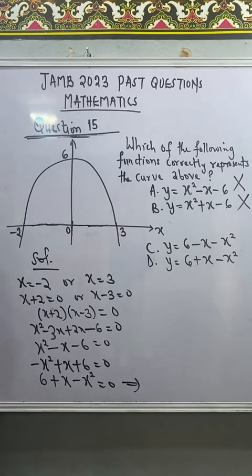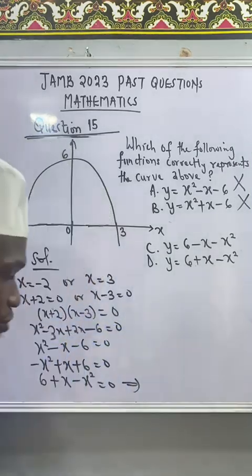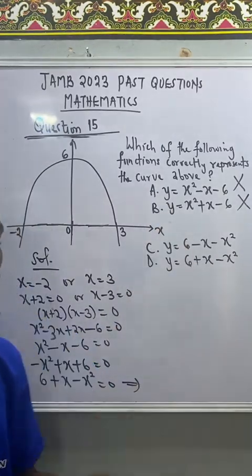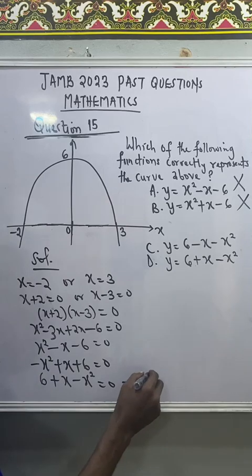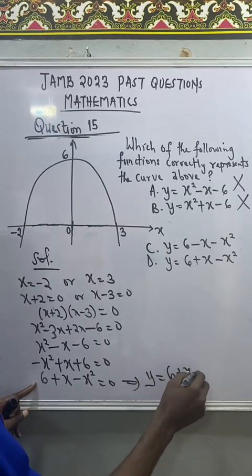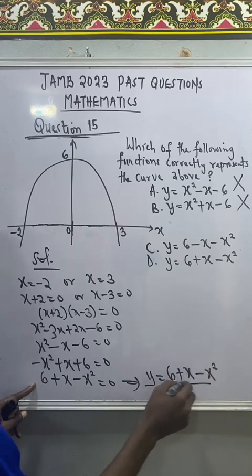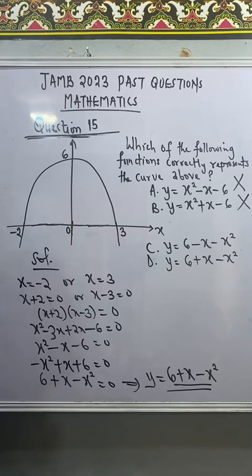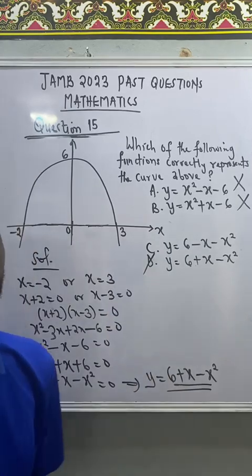Normally, the whole of this quadratic expression can be taken as y, because y is a function of x. So I will have y equal to 6 plus x minus x squared. So this is our answer. Let's see the option that corresponds. Option D gives us our answer.